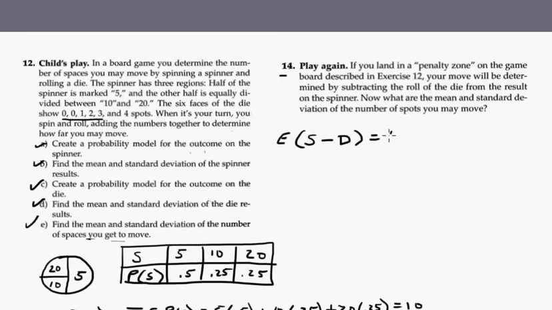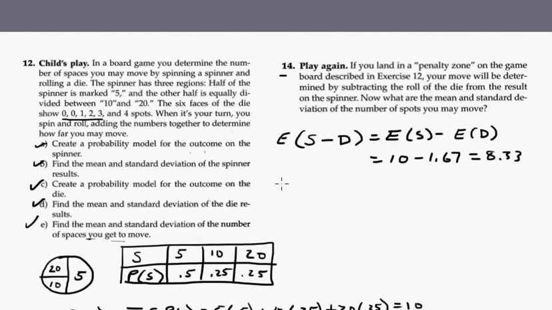Well, that's just the expected value of S minus the expected value of D. So S was 10, and this was 1.67. So it's going to be 8.33.